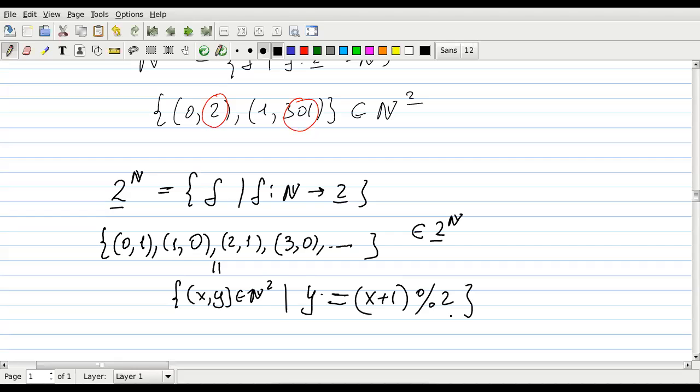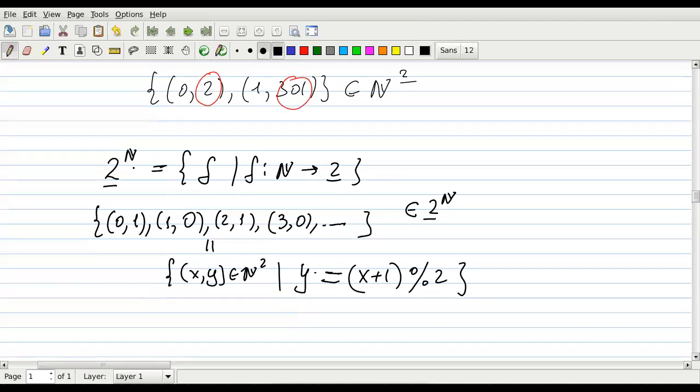Yes. This is, of course, infinite. There are many such functions. In fact, uncountably many. We will elaborate on that later. So, any questions at this stage?